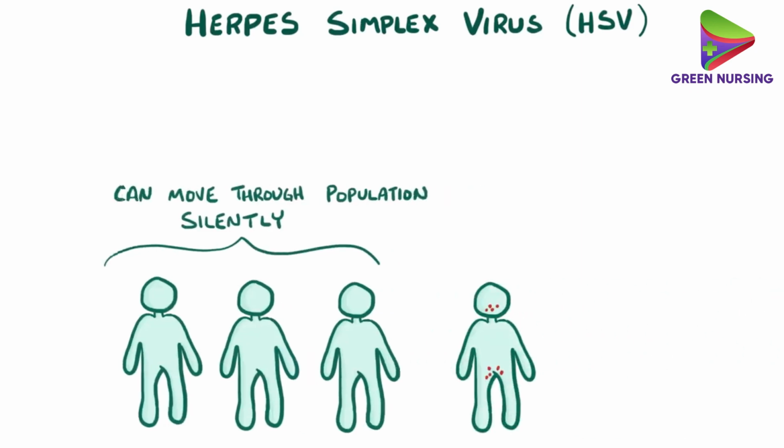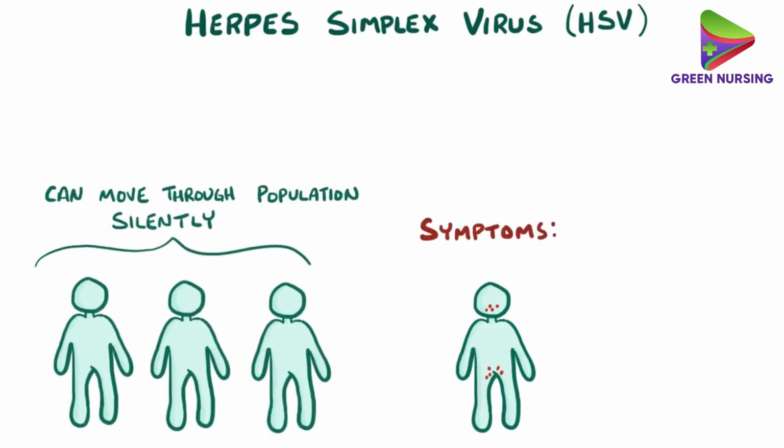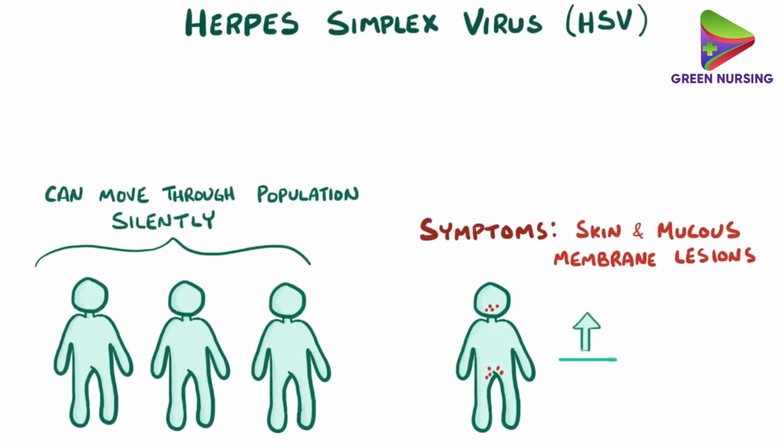Once in a while though, it can cause symptoms, and typically those are in the form of skin and mucous membrane lesions, which can be divided into infections above the waist, mostly involving the mouth and the tongue, and those below the waist, involving the genitals.